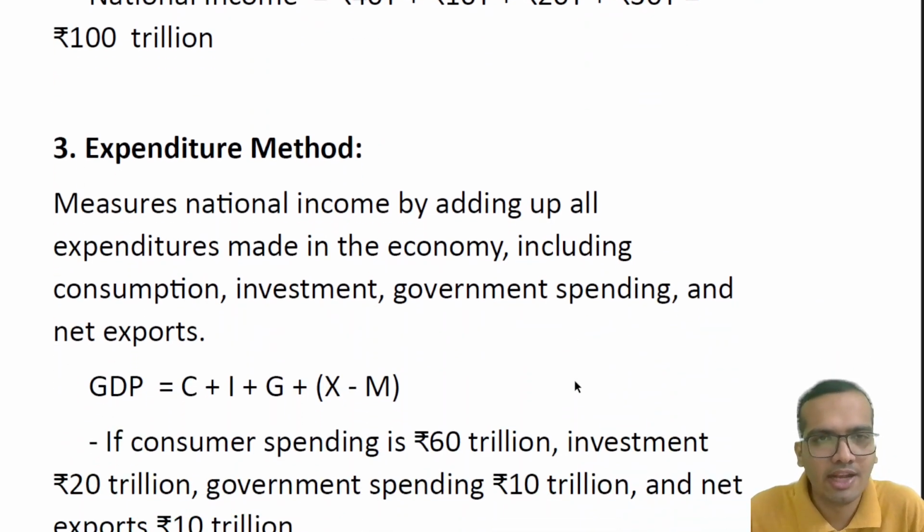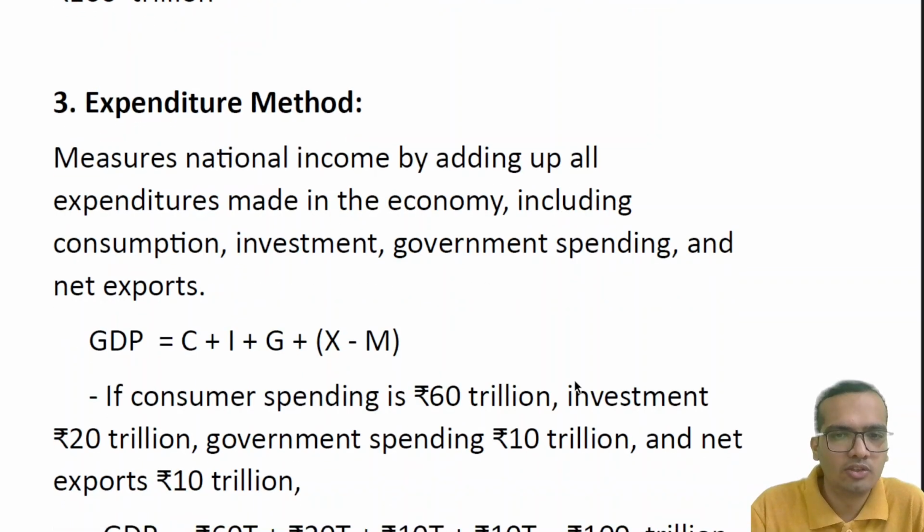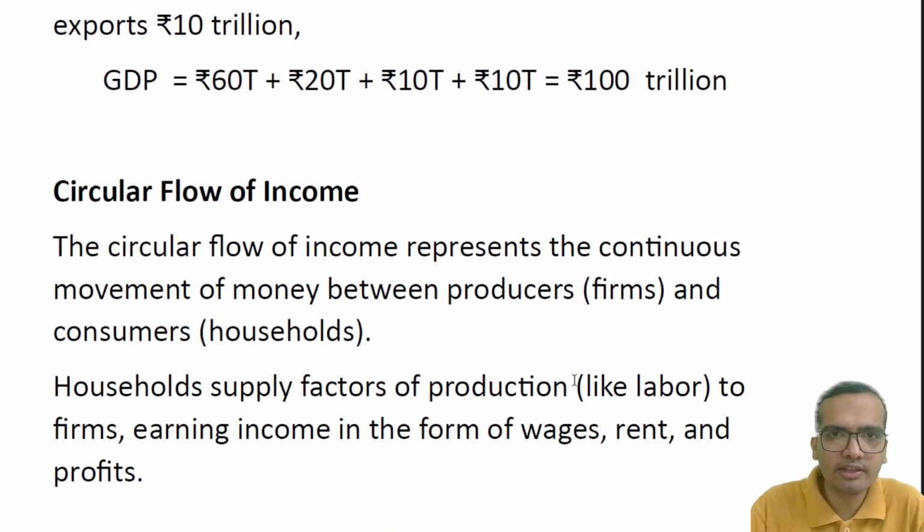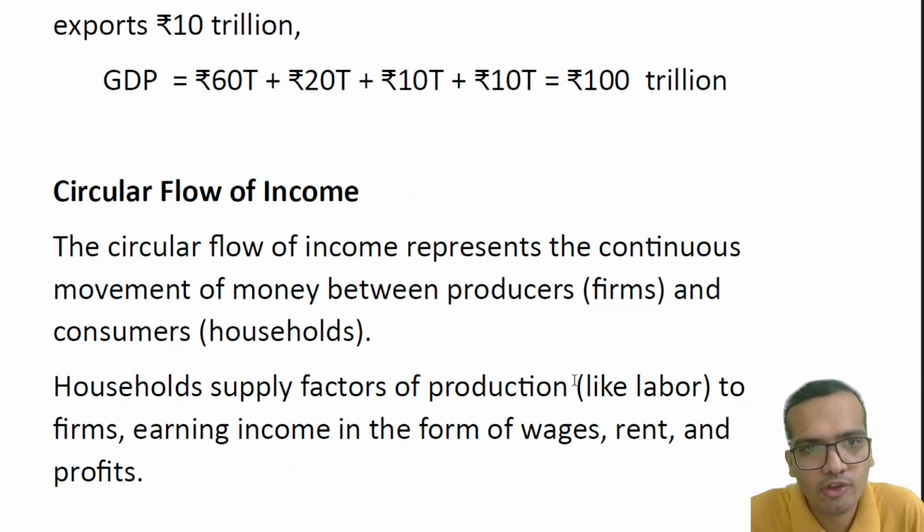Then comes the expenditure method. It measures national income by adding up all expenditure made in the economy, including consumption, investment, government spending and net export. So this formula we saw earlier, where GDP equals C plus I plus G plus X minus M, which becomes 100 trillion in our example.